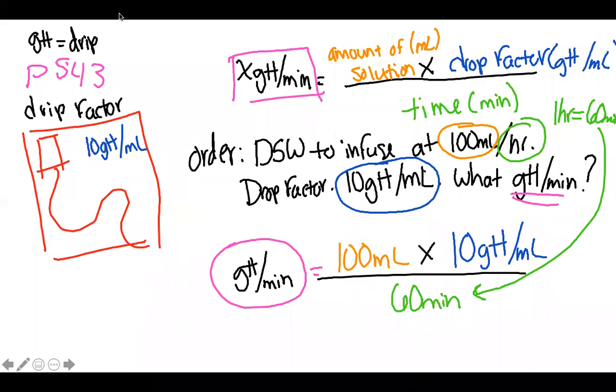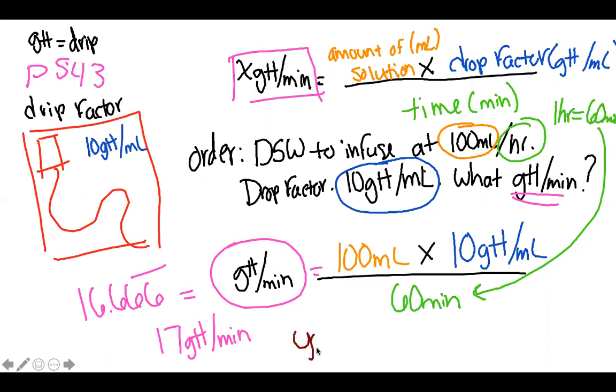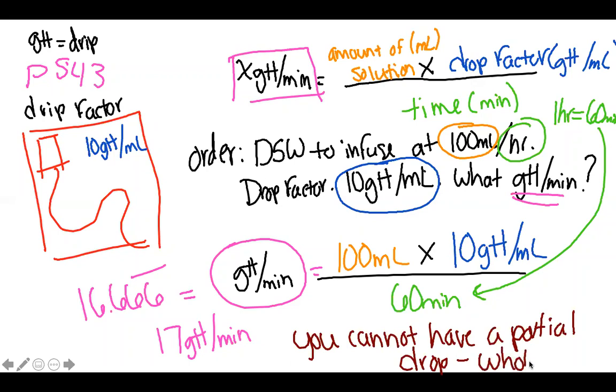Let's see here. So my calculator says 16.666 repeating. But a lot of you are saying 17 drops per minute. Very good. So the reason we do that is because you cannot have a partial drop. It needs to be a whole number. So I can't count a 0.66 of a drop, and neither can you. So we are going to round that up, and that's going to give us 17 drops per minute.